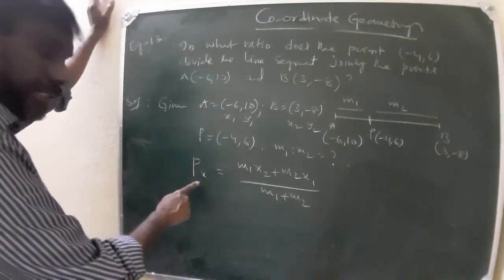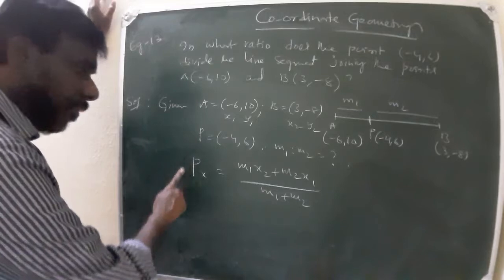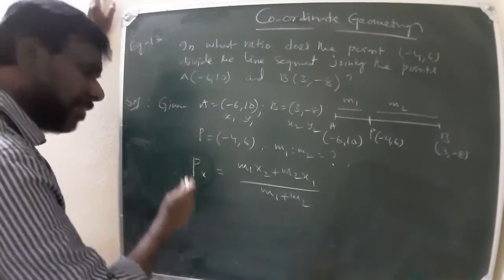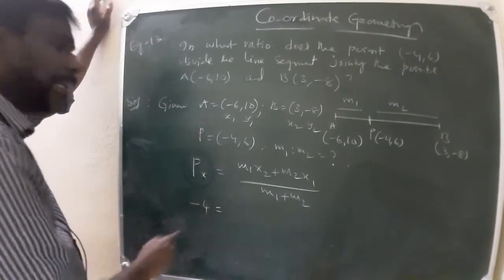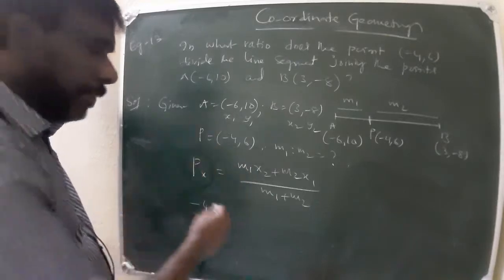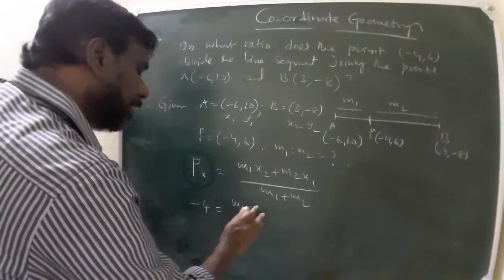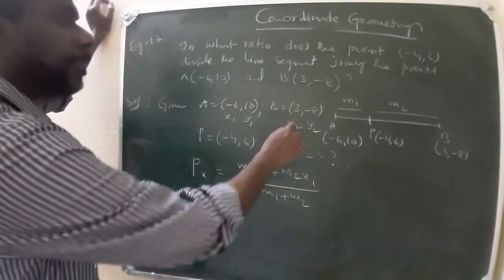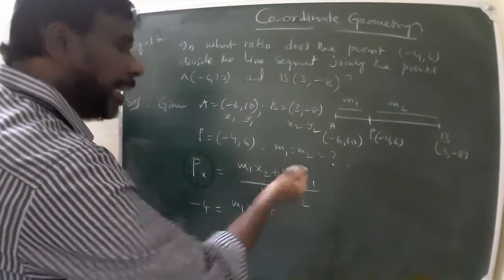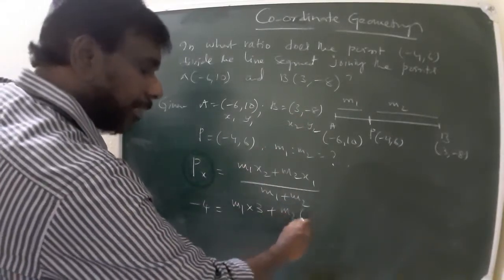Here I am taking the x coordinate of the internally dividing point. What is the x coordinate of the internally dividing point? Minus 4. You should write it directly. M1 you don't know, so M1 you should write into x2. X2 means 3. M2 we don't know. That one you have to find, M2.